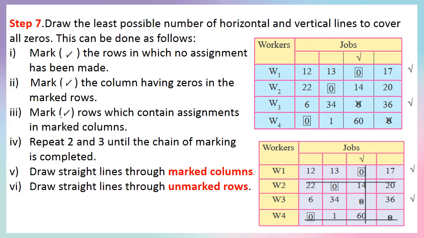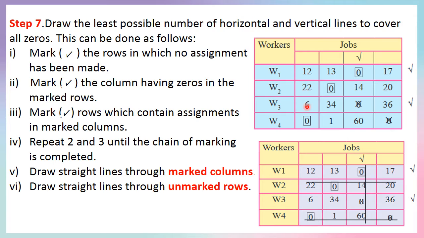Step 7. Draw the minimum possible number of horizontal and vertical lines to cover all zeros. This can be done as follows. First, mark the rows in which no assignment has been made. You can observe the example. In the third row, there is no assignment. Assignment means 0 with a box. There is no assignment, so we have to put a tick mark here.